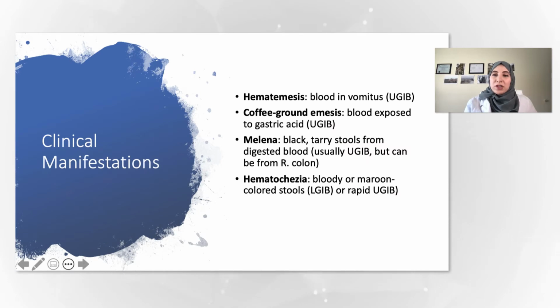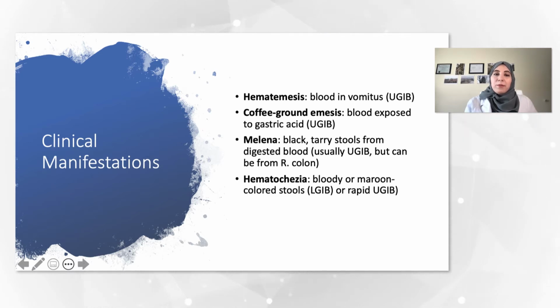So manifestation: how will the patient present in ER? The patient might come with hematemesis, which means blood in vomitus, or the patient might have a coffee ground emesis, which means blood exposed to gastric acid, which changed its color to coffee ground. Both these manifestations are of upper GI bleeding.